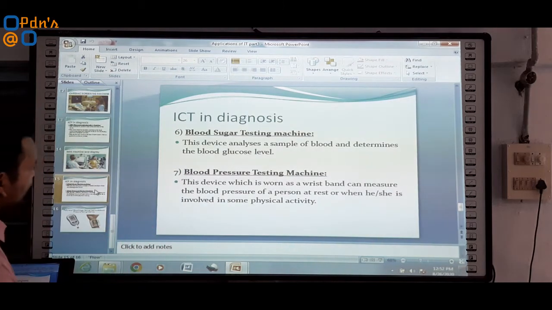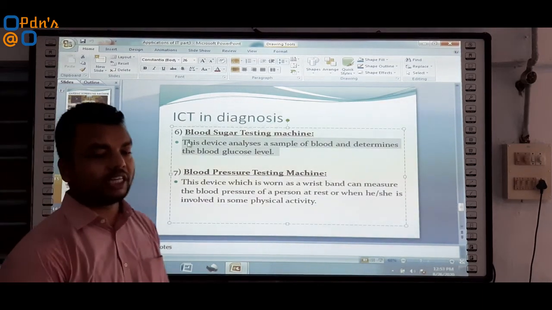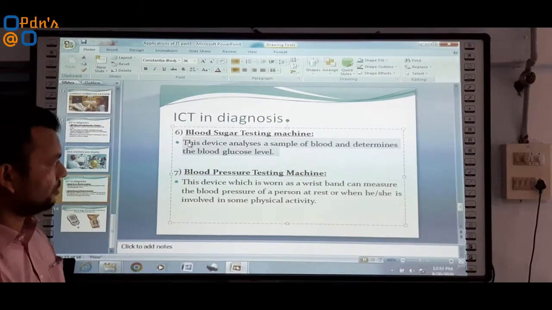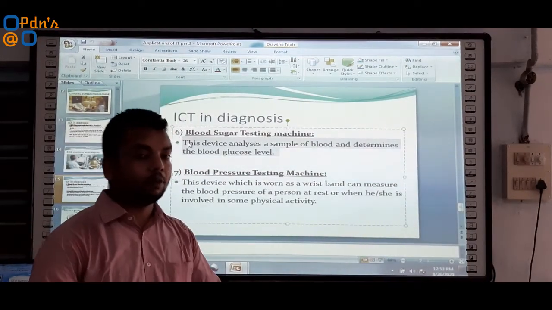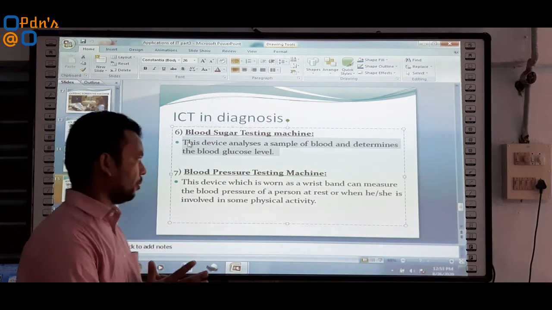Now, using the blood sugar testing machine, samples of blood are analyzed, and the blood glucose level inside our body can be determined. Using the blood sugar testing machine, we can analyze the sample of blood and determine the blood glucose level in our body.